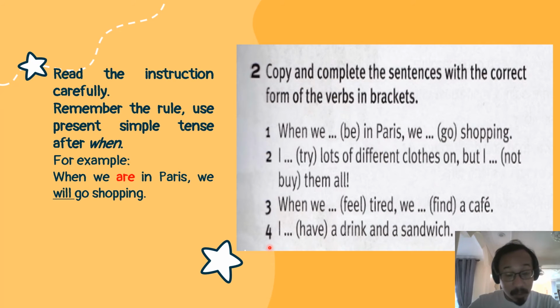What about number 4? I have a drink and a sandwich. So this is what you always say when you walk into a restaurant and you are ordering something. For example, the waiter will ask you, "What do you want to have, sir?" So you will respond with, "I will have a drink and a sandwich." You're making it a sure thing. You're saying what you want to have, right? So you go with, "I will have a drink and a sandwich."